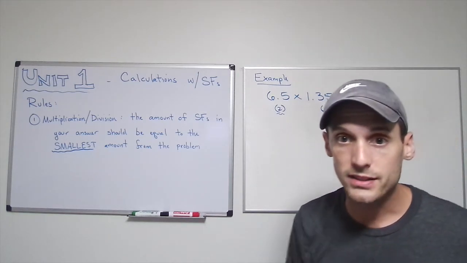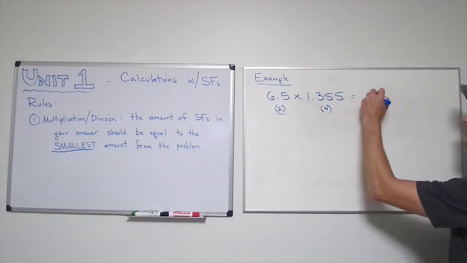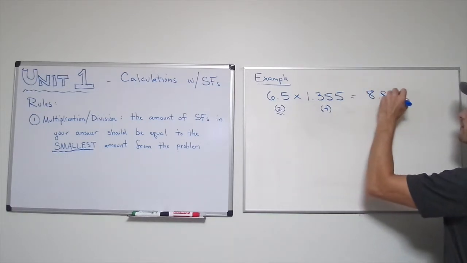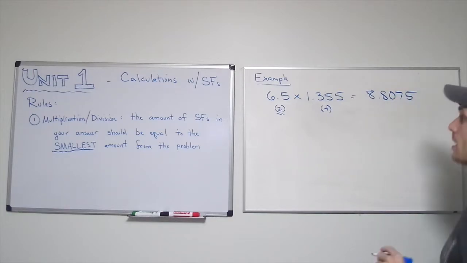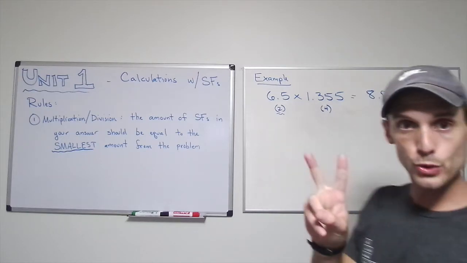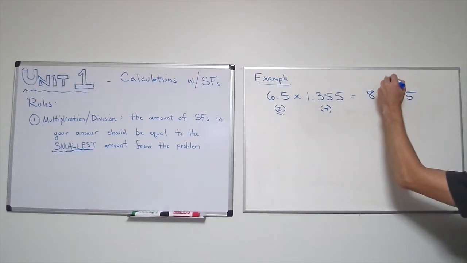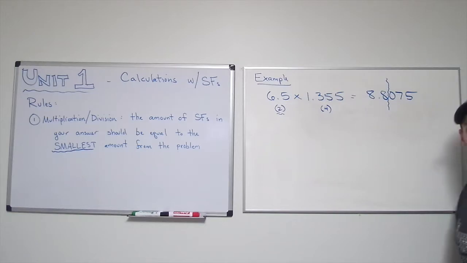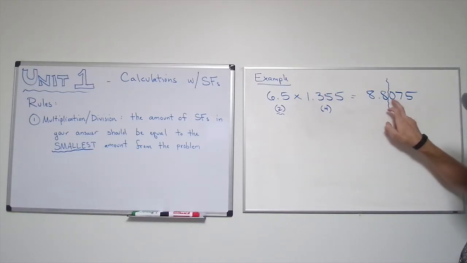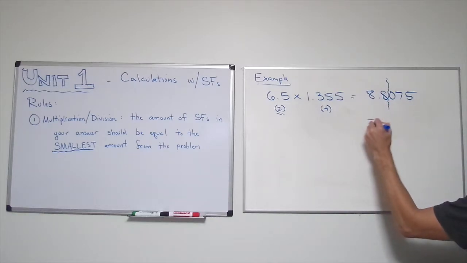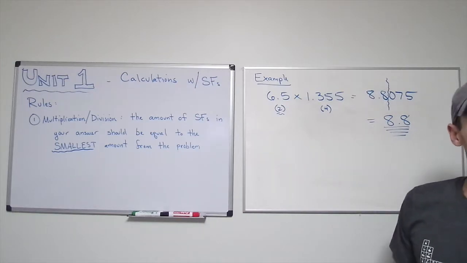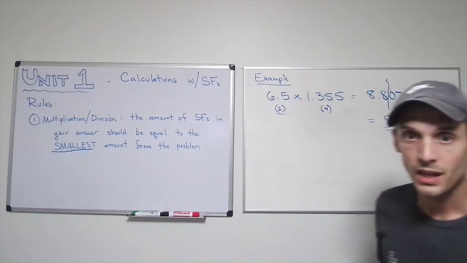So if you plug this in, your calculator will give you 8.8075. But we know that that's too many SigFigs. That's 5. We can only have 2. So we're going to have to cut it off. This is where the rounding part comes in, right? So we're going to cut it off between this 8 and the 0. That 0 will obviously not change that 8. And so your final answer must be 8.8. Okay? Let's try one more.